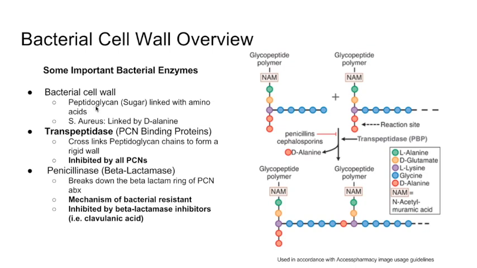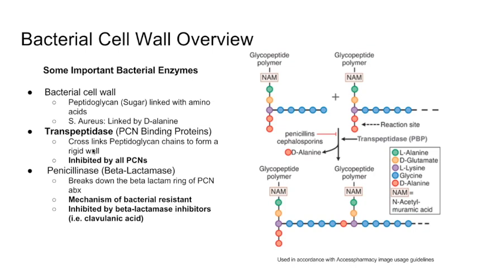So it's made of peptidoglycan, which is basically a sugar, and it's linked with amino acids. For example, in Staph aureus, the amino acids, specifically D-alanine. So you have these peptidoglycan sugars, and they're cross-linked. So the peptidoglycans are cross-linked in chains to form a rigid wall.